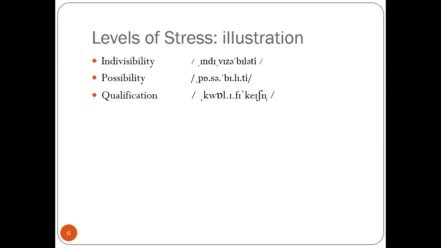Note this point. In possibility, the first syllable is stressed, but that's secondary stress. The 2nd syllable is not stressed. The 3rd syllable is actually primary stress, tonic stress, strong stress. The 2nd, 4th, and 5th syllables remain unstressed.